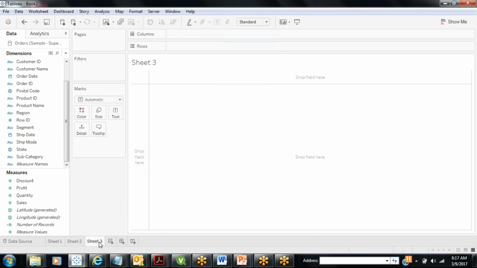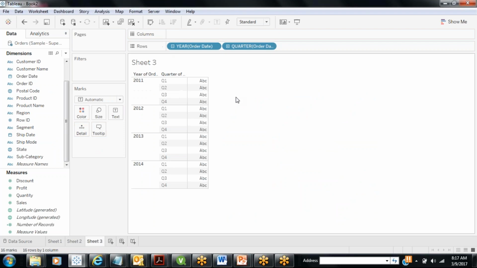Now comes the scope and direction. For example, here this is a table. So initially it is completely a table.